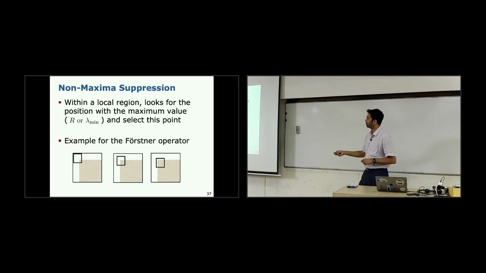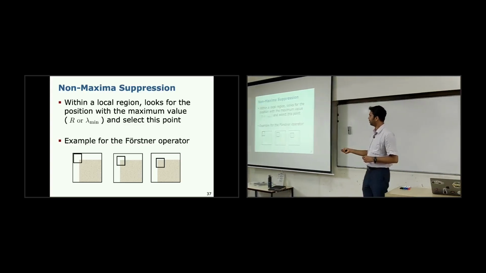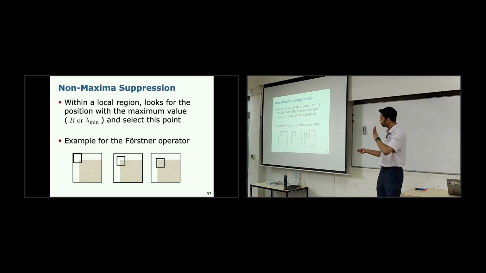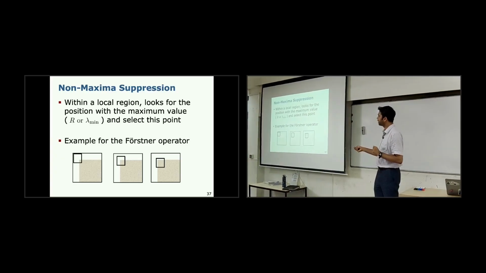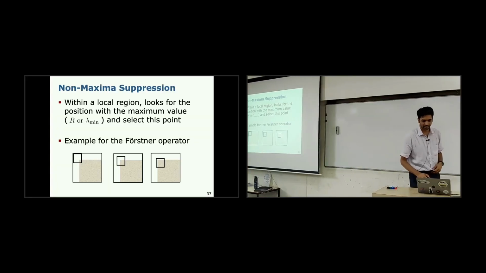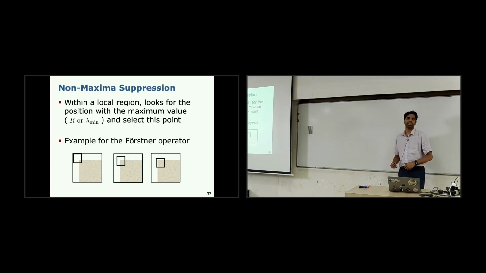So if I ask you, I have these three patches where the corner has been detected. One, the corner has been detected here. In the second one, it has been detected here. In the third one, it has been detected here. Which one do you think is actually the best corner to detect? The first, the second, or the third?